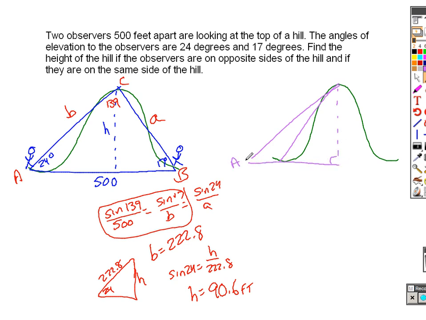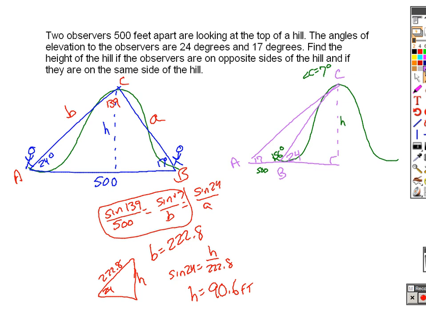I'm going to still call it triangle ABC. What I know is the bigger angle should be the one closer in because I'm closer to 90. 24 degrees there, 17 there. That means that I'm going to have a secondary angle in here of 156 degrees, which means my angle up top, angle C, is going to be 7 degrees. So the same thing, they were 500 feet apart. I need to find H.